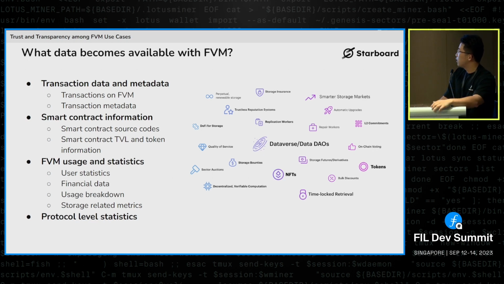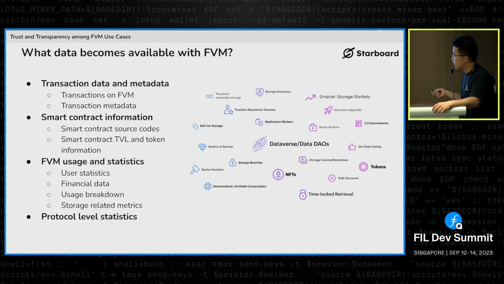So basically, the key data that we want to take a look at for FVM, first is definitely transactions that happen on FVM and the transaction metadata. Smart contract information, what is the source code of the smart contract, how do I trust them? Smart contract TVL and token information, there will be tokens that are being issued on top of Filecoin, and then they will have use cases themselves as well.